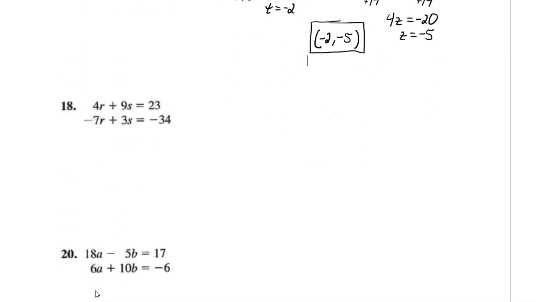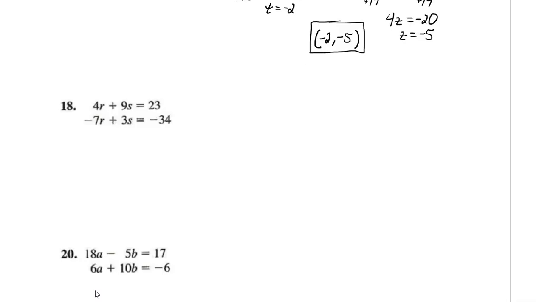Now number 18. We don't have opposite r terms. They have opposite signs, but they're not opposites. The opposite of 4r is -4r. That's not what it says. And we don't have opposite s terms. One is 9s, the other's 3s. How can we create opposites?